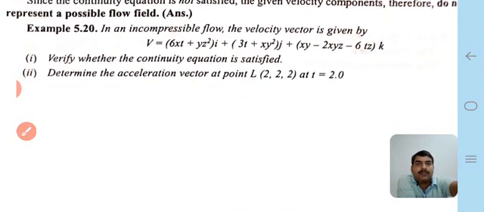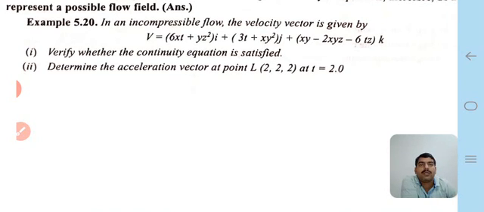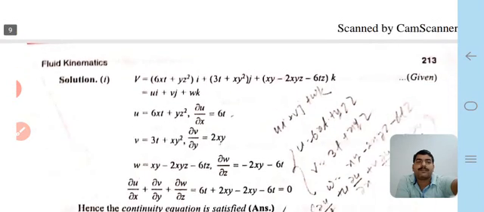Another type of example. In an incompressible flow, the velocity vector is given by V is equal to (6xt plus yz square) i plus (3t plus xy square) j plus (xy minus 2xyz minus 6tz) k. First, verify whether the continuity equation is satisfied, and second, determine the acceleration vector at the given point at time t is equal to 2. Now we come to the solution part of that question.